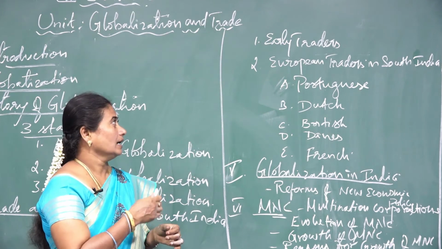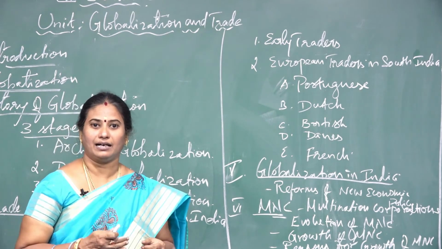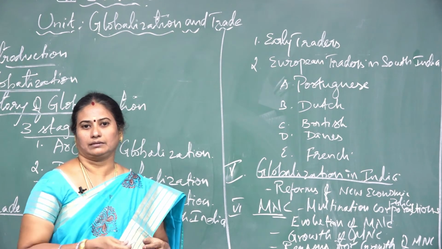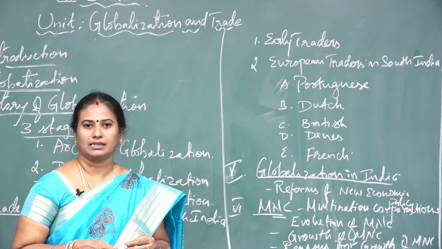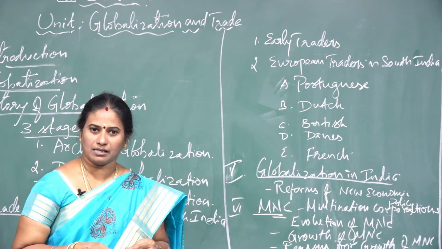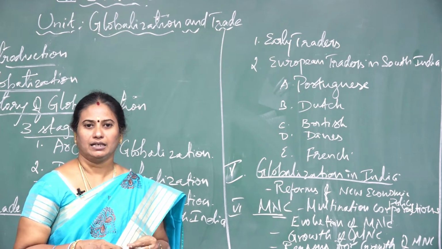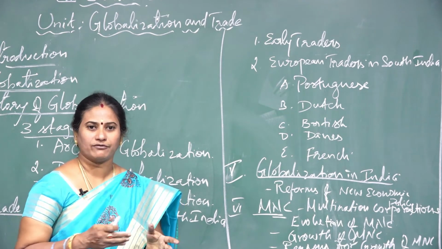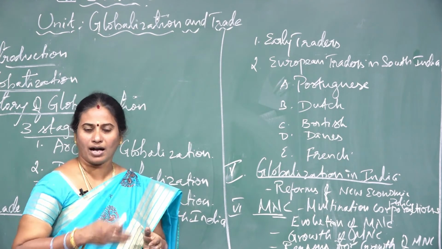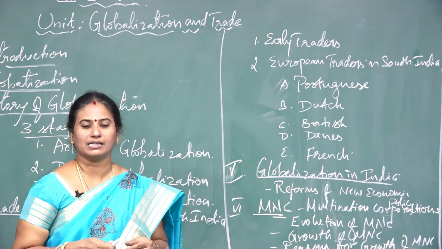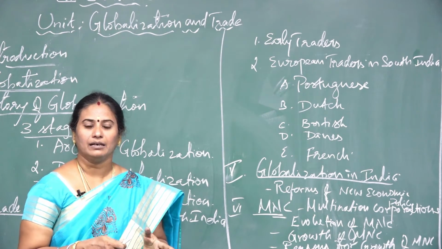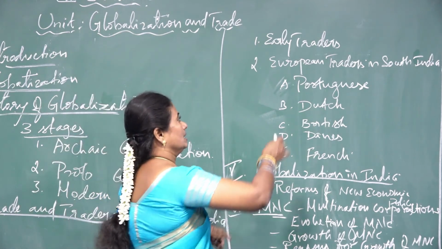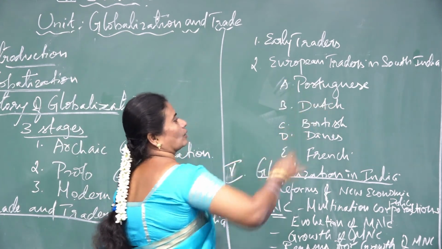There were several trade guilds, such as Gatwas, Nagaras, Mumridandas, Hivoli 500, Buridas and Gauravas, found in South India. Among these, the Nagaras and Gauravas met in temple premises. Next, I am going to explain European traders in South India.